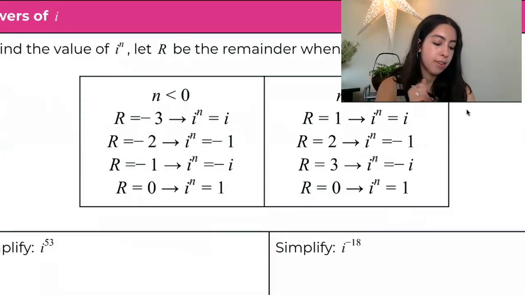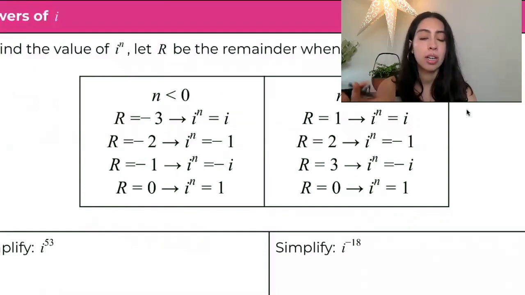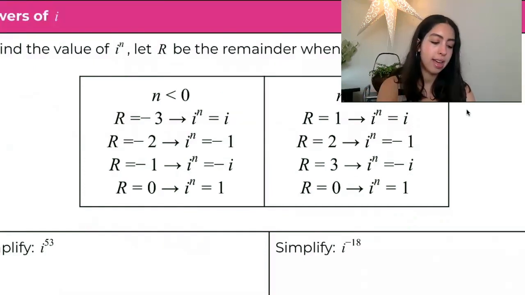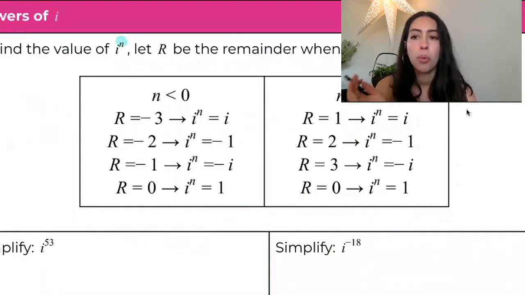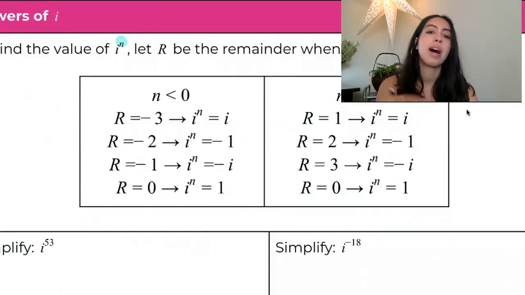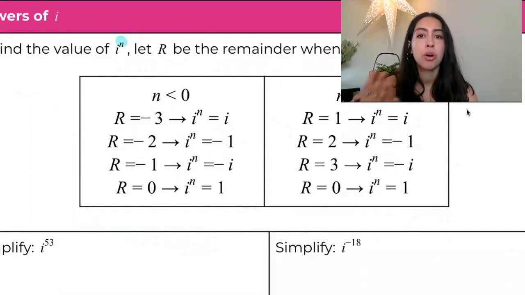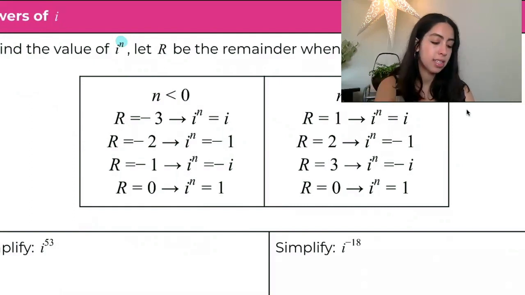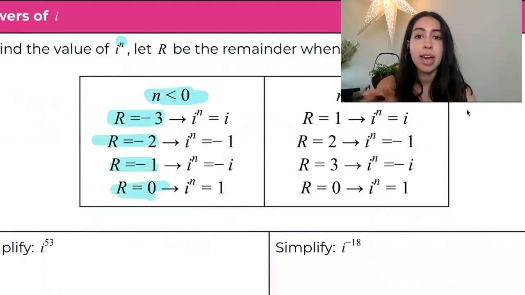So if we have i to whatever power, we're going to call that power n. What we need to do is analyze what n is and check what we get when we divide n by 4. So if we divide n by 4, and if n is less than 0, then we're going to look at the remainder.